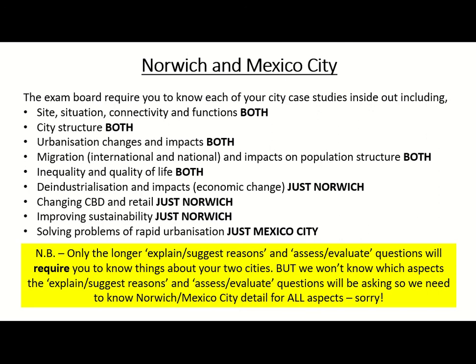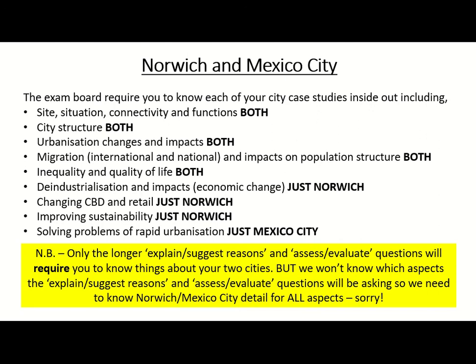Now you'll notice there's a big yellow box, and yellow boxes often in my PowerPoints tend to suggest that this is quite important. So it's only really going to be in 2 questions probably in this topic where you need to know information about your 2 cities. But because we don't know which aspect of Mexico or Norwich they could ask you about, you still need to know all of those aspects.